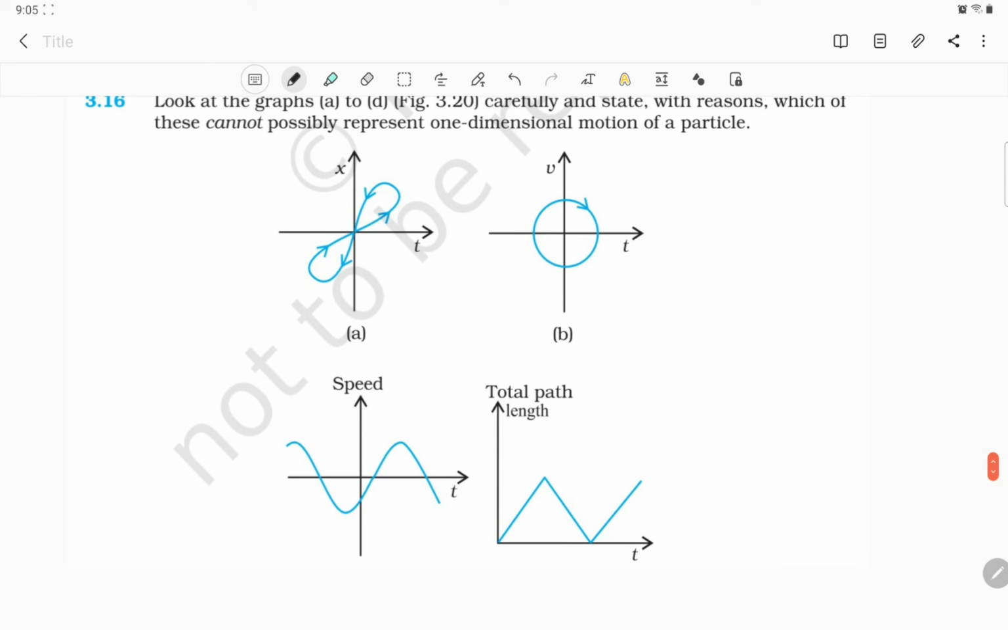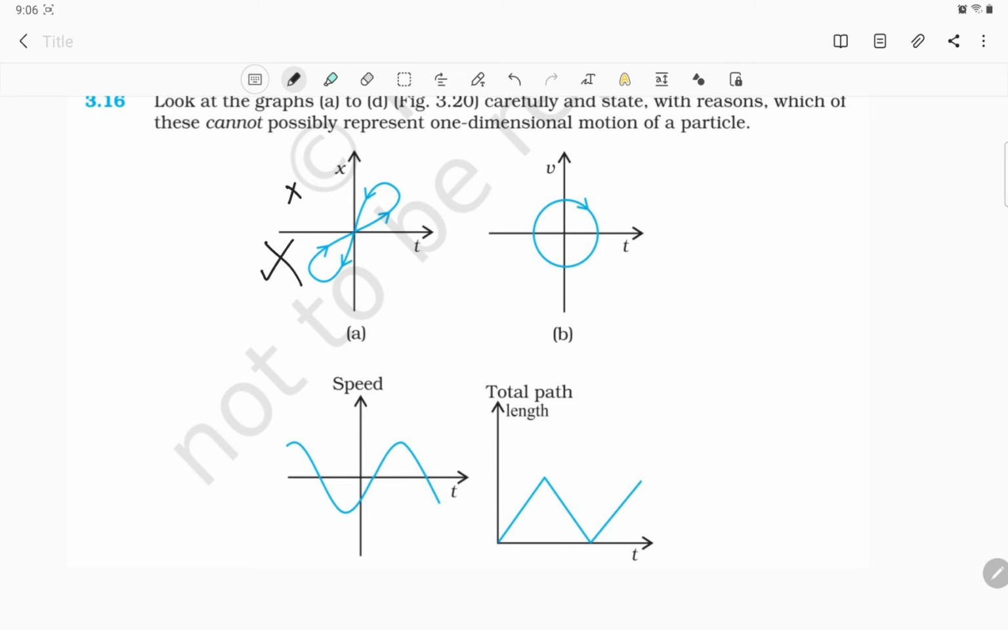Now look at the first graph. This graph is not possible because at a particular time, you can see that there are two values of position, where x is position. So at the same time t, you have two values of x, which is not possible. How can a particle be at two positions at the same time? Therefore, the first graph is not possible.